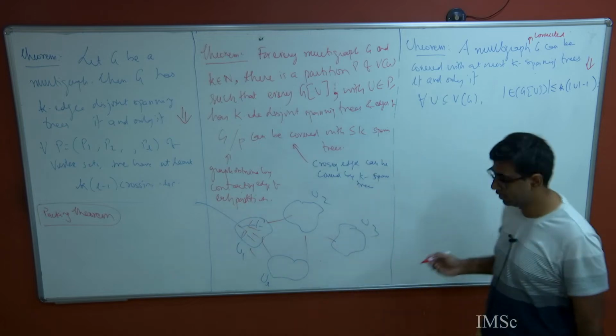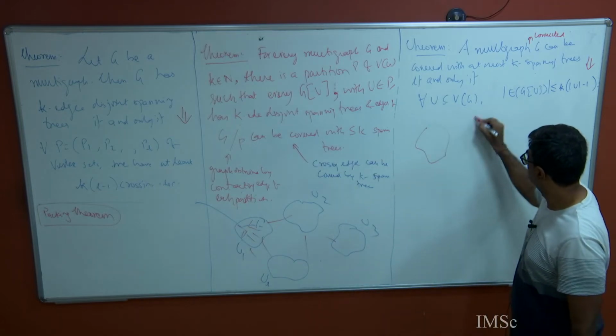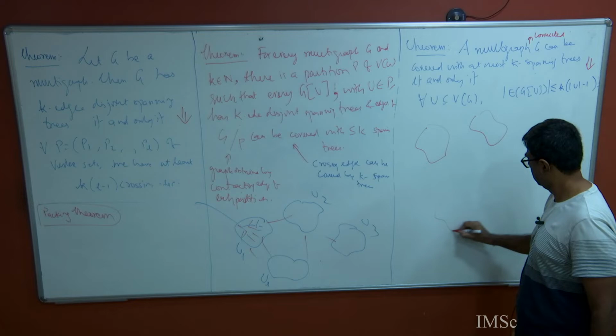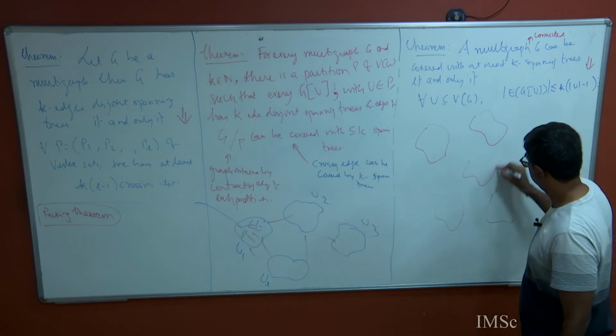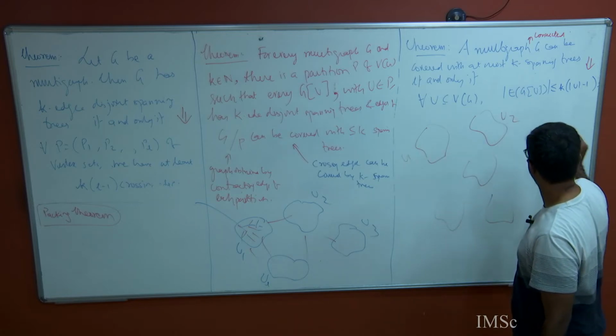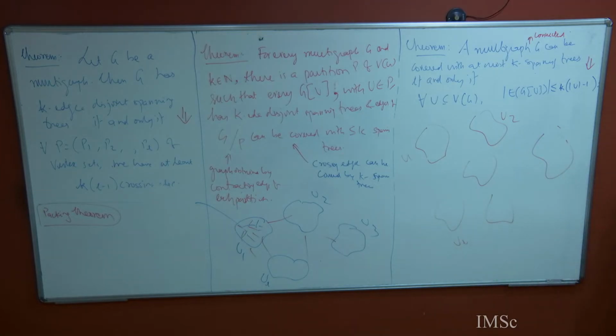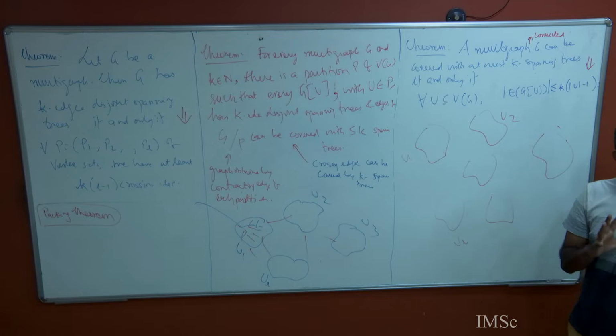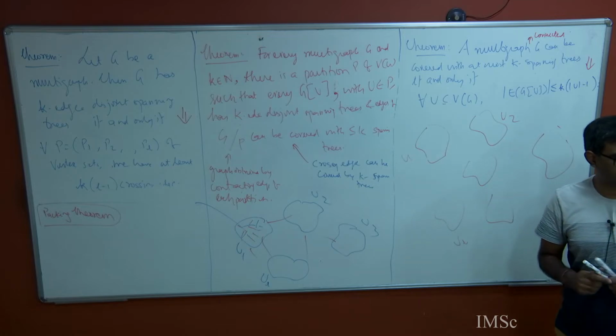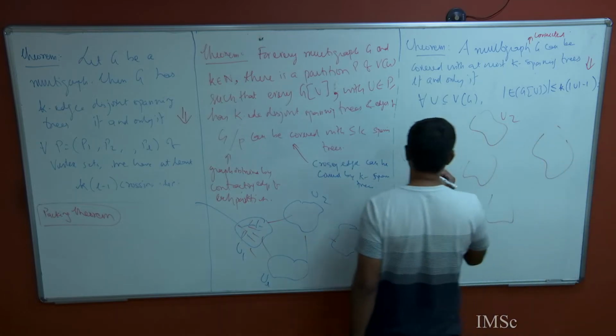So what are we going to get? We are going to get some u1, u2, dot dot dot, some un, right? Now, what we know about each of these components is that they have k edge disjoint spanning trees. Okay, so let's name them.